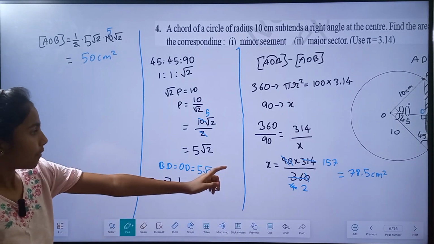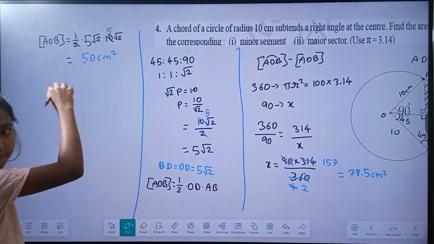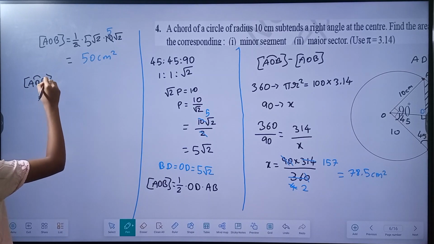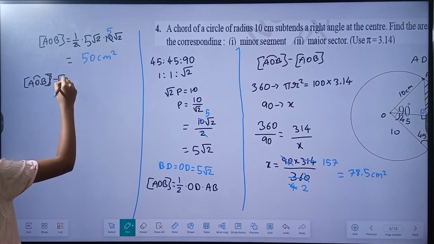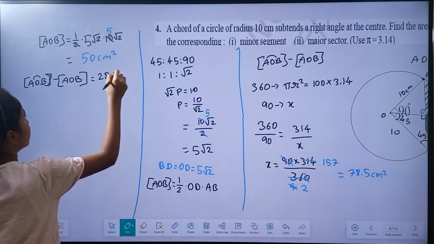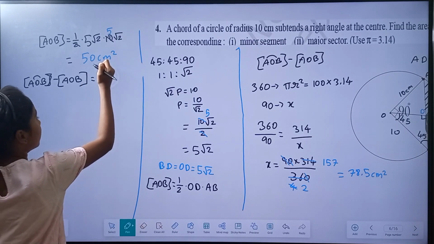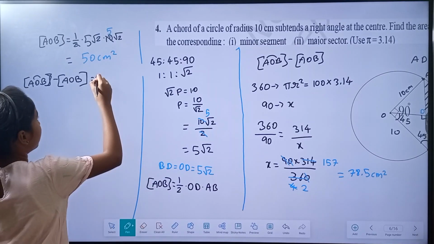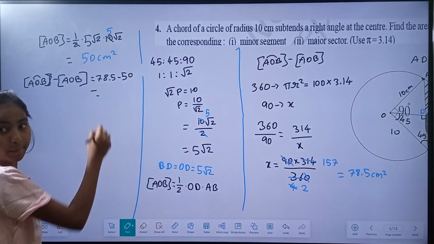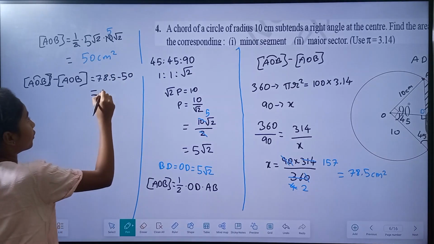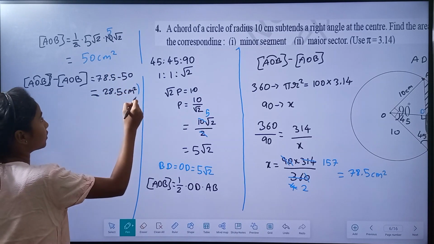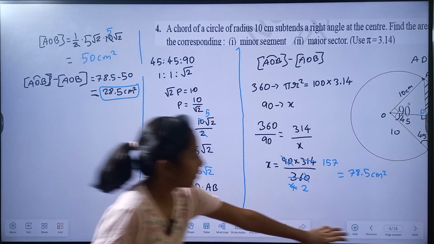Now the sector AOB, we got 78.5 minus 50. So sector AOB minus triangle AOB equal to 28.5 centimeter square. 78.5 minus 50 equal to 28.5 centimeter square. Okay.